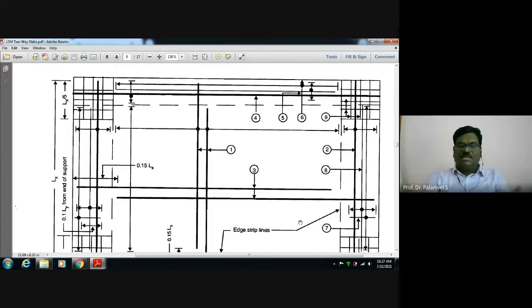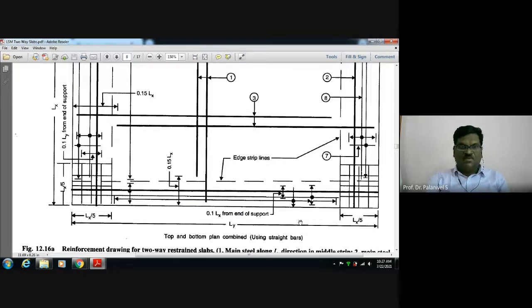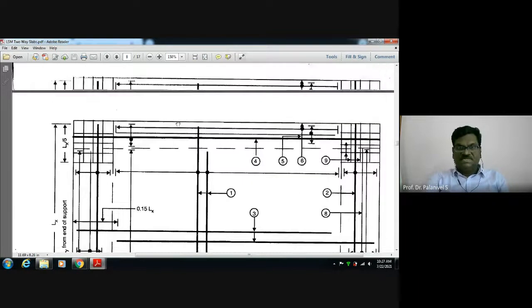Okay, now I cannot tell you everything. You have to spend more time on this kind of subject and take the drawing and keenly observe. You will learn it. I advise you to go through it. And then the edge strip steels are provided. How are the edge strip steels shown here? The edge strip steel is provided in the long span direction as well as the short span direction. Edge strip steels are to be provided.